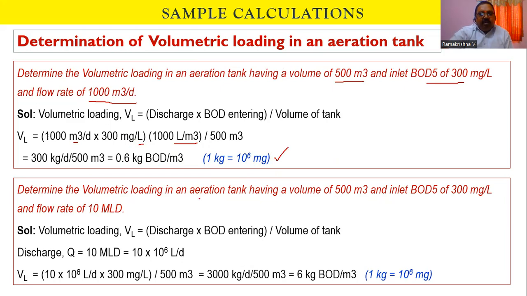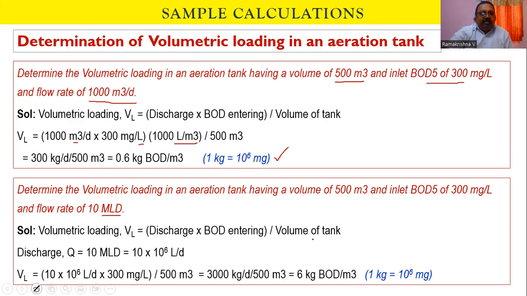Determine the volumetric loading in an aeration tank having a volume of 500 meter cube, inlet BOD of 300 milligrams per liter, and flow rate of 10 MLD. Previously, we were talking in terms of 1000 meter cube per day. Now we are talking in terms of MLD. So how does the conversion change? The formula is not changing here. How much BOD is there attached with the discharge per unit volume of the tank?